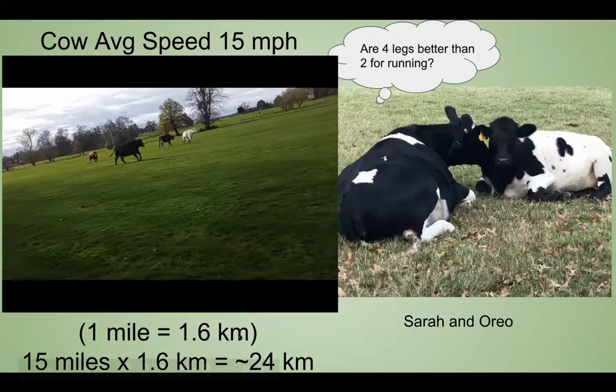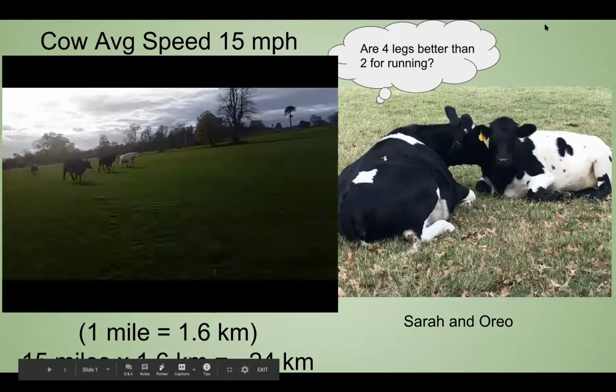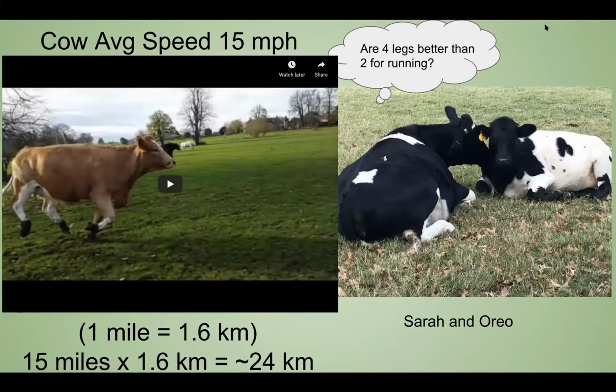And then on the right, we have a picture of some of our cattle, Sarah and Oreo. And so technically speaking, it is a calf if it is 1 year or younger. It's a bull if it is an intact male. It's a steer if it is a neutered male. And it's a heifer if it is a female that hasn't had any calves yet. So I know typically everyone just calls everything a cow, but there is a difference between the different names.